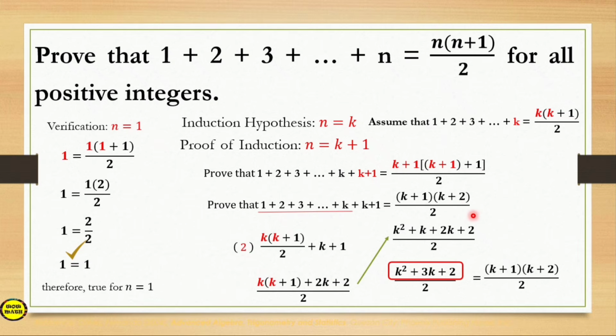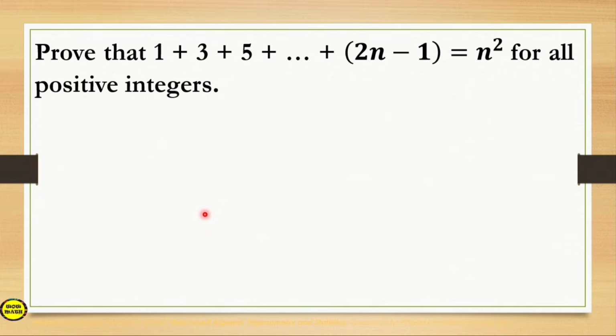So ibig sabihin, since both steps have been validated, the given statement is true for all positive integers. Okay, so once na nakita natin na sila ay equal, ibig sabihin yung statement natin is true for all positive integers. Another example, so prove that 1 plus 3 plus 5 plus up to 2n minus 1 is equal to n squared for all positive integers.